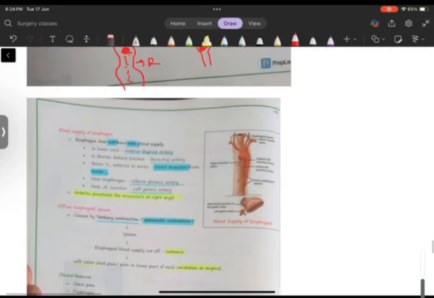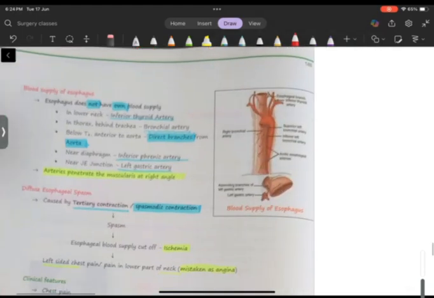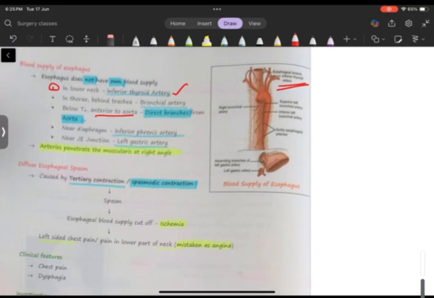Okay, so what is the blood supply of esophagus? Esophagus does not have its own blood supply. In the lower neck region, inferior thyroid artery, that will supply the esophagus. Okay, in the thorax, behind the trachea, bronchial artery will be there, that will supply. Below T4, anterior to aorta, direct branches from the aorta will supply. And near the diaphragm, inferior phrenic artery, and near gastroesophageal junction, left gastric artery will supply. So basically throughout the path it is receiving blood supply from the nearby arteries.